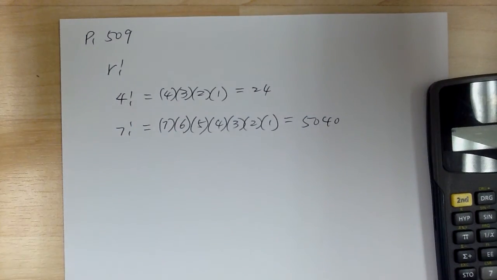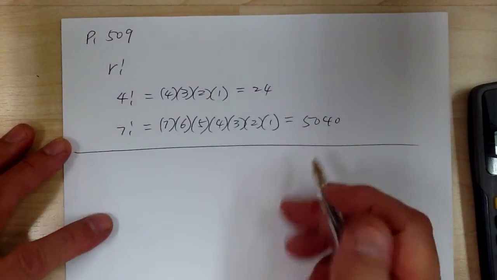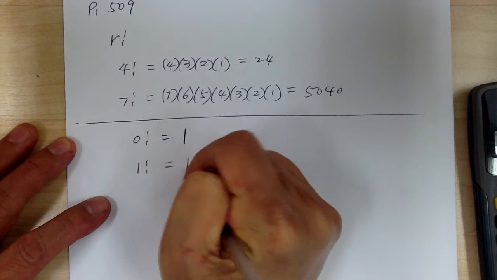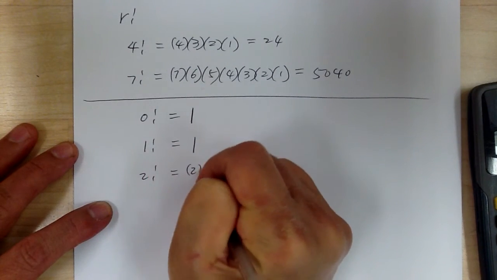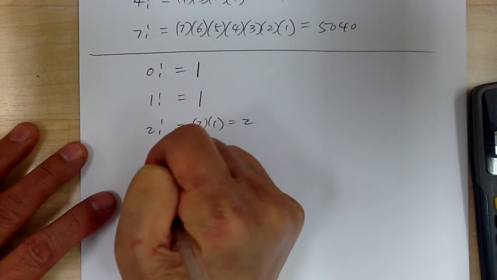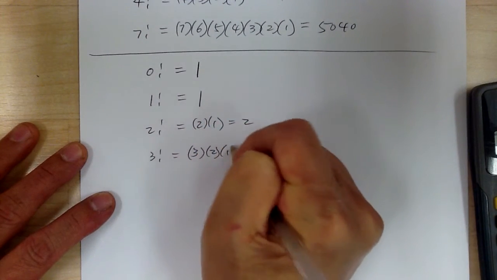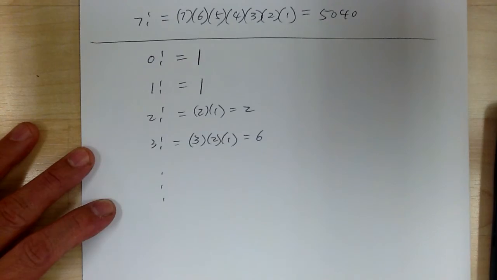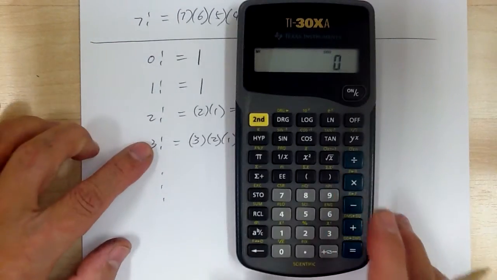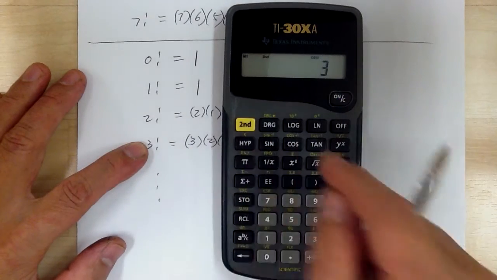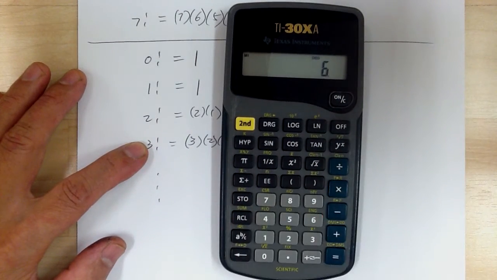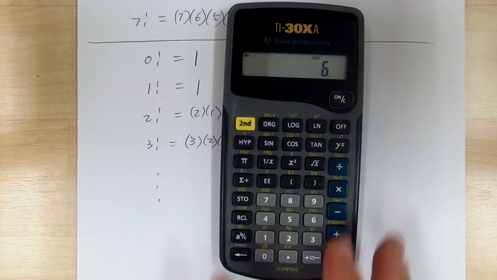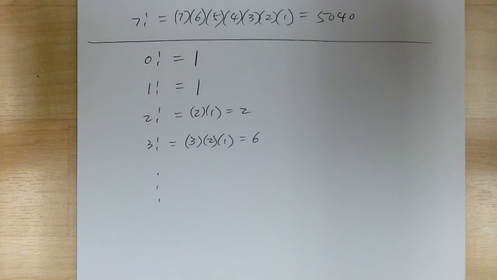Now you need to make sure you remember some of the basic factorials. 0 factorial by definition is 1. 1 factorial equals 1. 2 factorial equals 2 times 1, so equals 2. And 3 factorial equals 3 times 2 times 1 equals 6, and so forth. Again, you use your calculator. Like 3 factorial, you can just enter 3, second function, and it gives you 6. So that's a factorial, and now you're going to use factorials to do the problems.